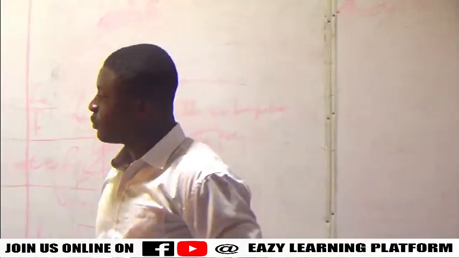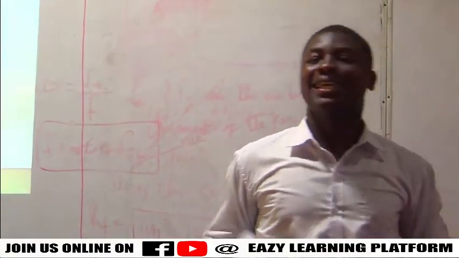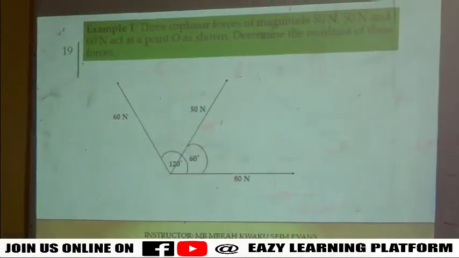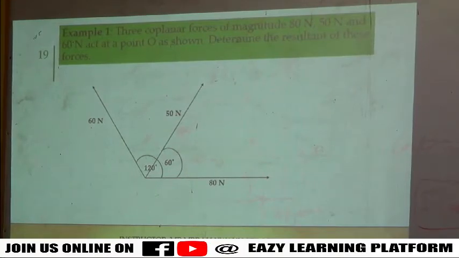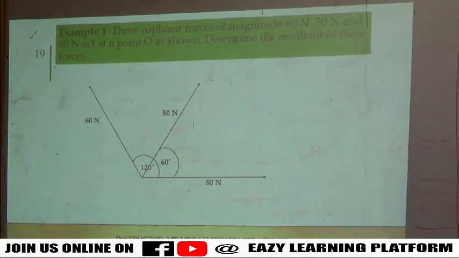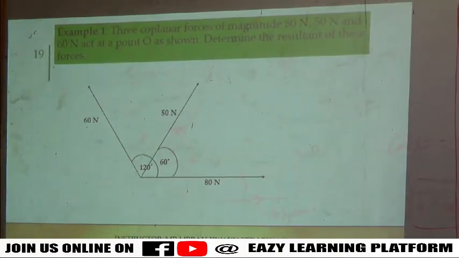Example number one on the resolution of forces. Three coplanar forces of magnitude 80 Newton, 70 Newton, and 60 Newton act at the point O as shown. Determine the resultant of these forces. How do you determine the resultant of these forces?